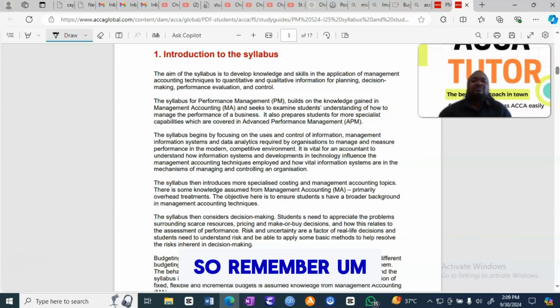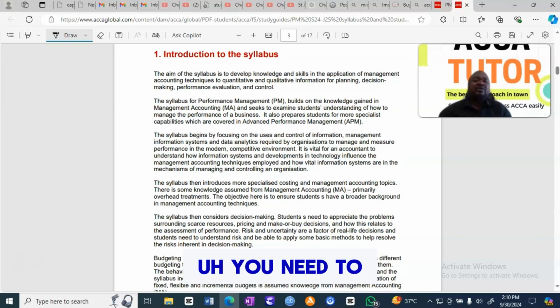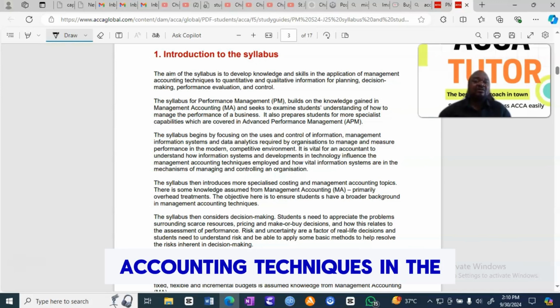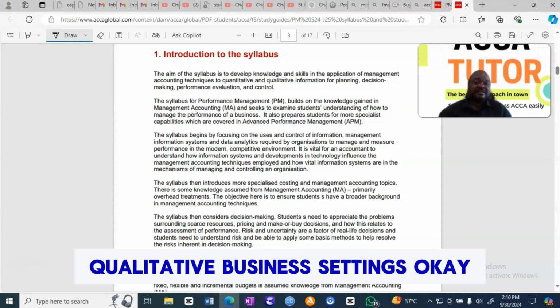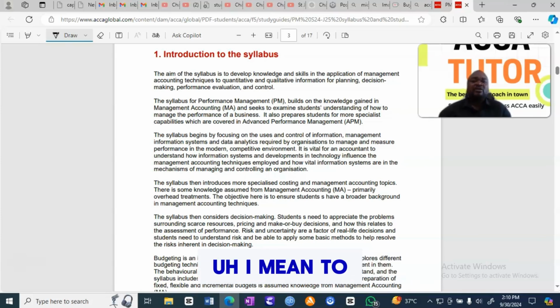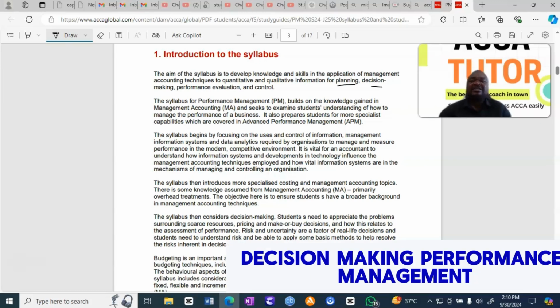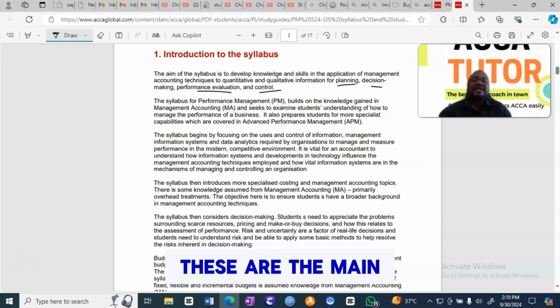So remember, the skills level modules are preparing you to become a business manager. As you can see here, you need to be able to utilize management accounting techniques in qualitative and quantitative business settings. That information should hone your skills in planning, decision making, performance management, performance evaluation, and control. Actually, these are the main pinnacles for this ACCA paper.